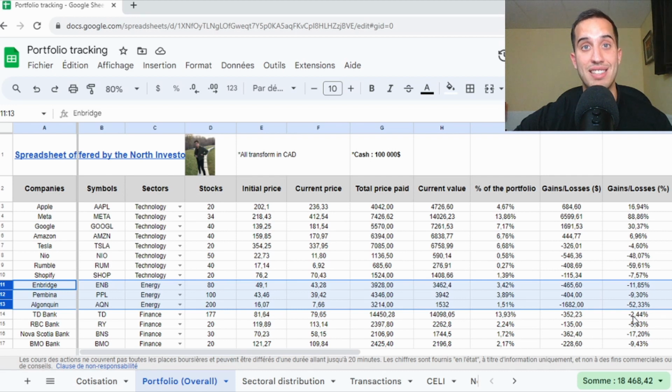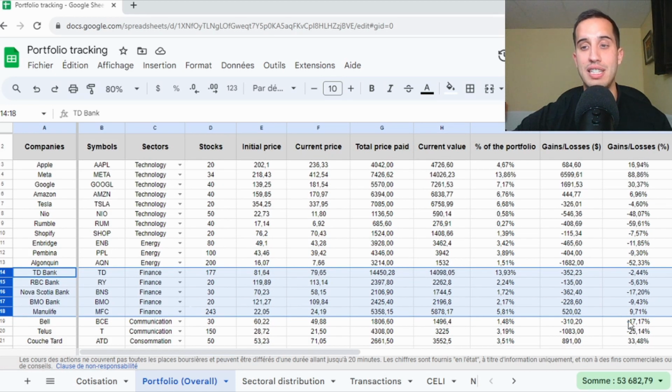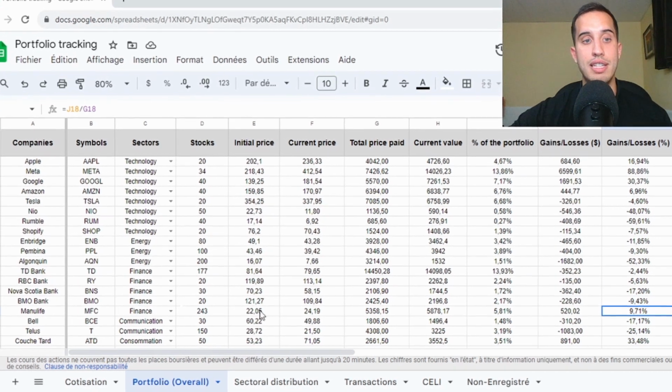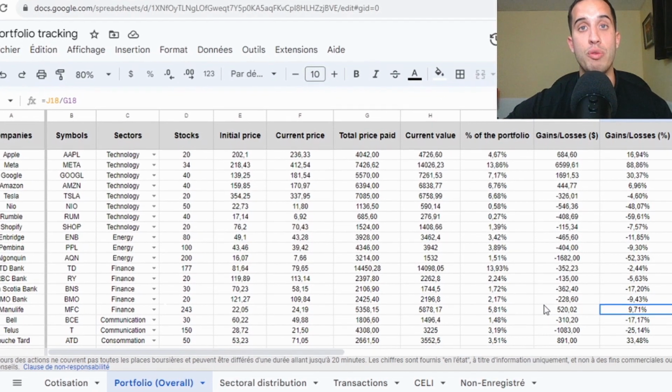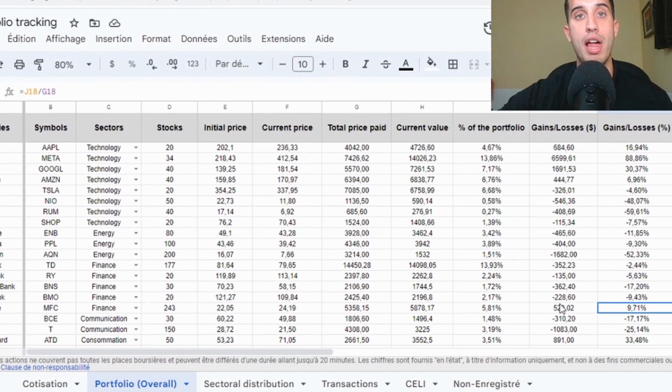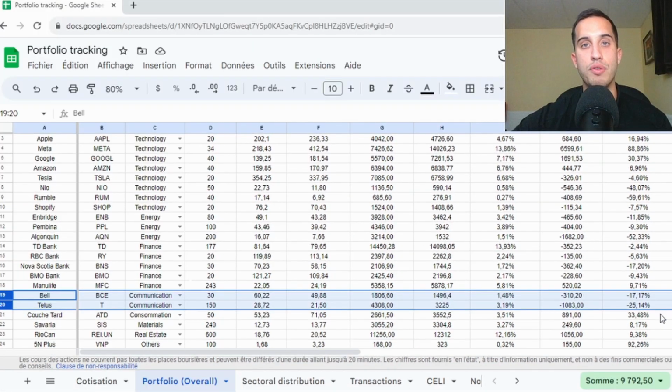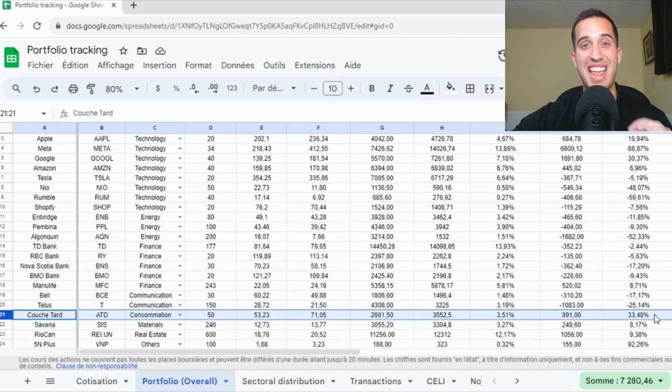And even if they are giving a great dividend, I think that there are better options at the moment in which to invest. After, for the financial sector, you can see that many Canadian banks haven't been doing well, where you can see that the Nova Scotia Bank is down more than 17%. But fortunately, you can see that Manulife, which is an insurance company, has been doing quite well over that period, where it has gained close to 10% of return. And in terms of the telecommunication sector, you can see that both Bell and Telus have been doing pretty badly over that period as well. But Couche-Tard has been doing fantastic with a gain of close to 34%.